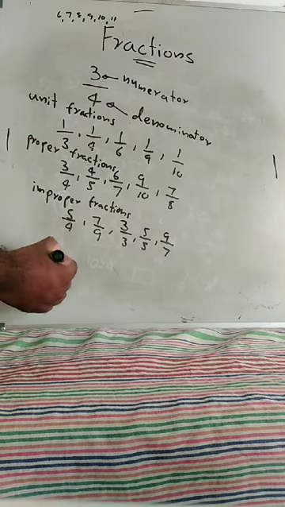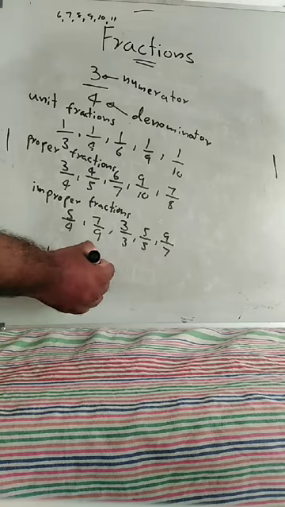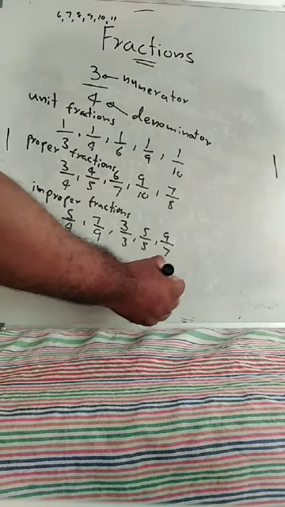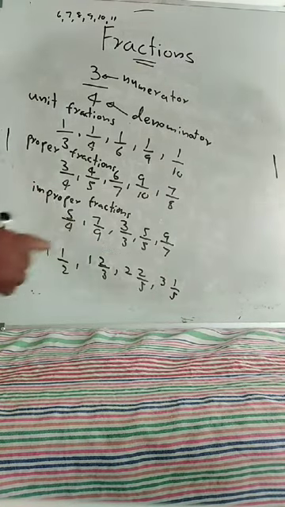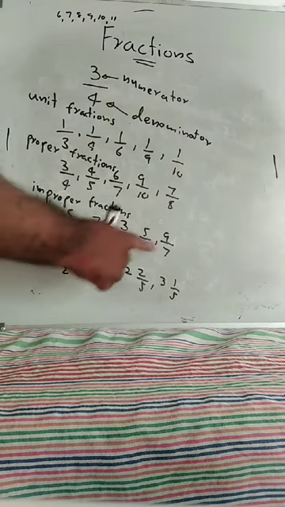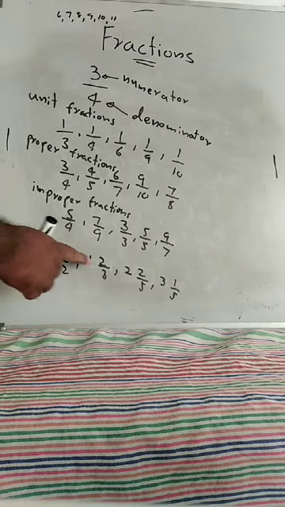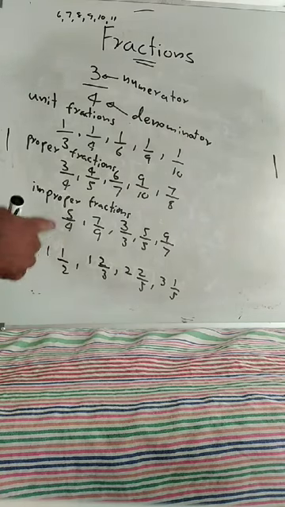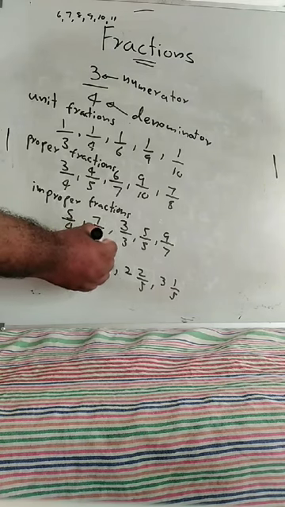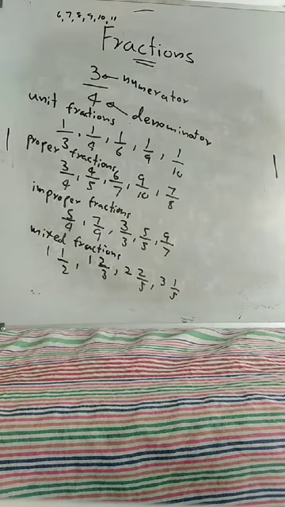Then what are these? 1 upon 2, 2 upon 3, 2 upon 5, 3, 1 upon 5. This is the whole number. This is the fraction. If a whole number and a fraction are there, it is called what? Mixed fraction. These are mixed fractions. Right.